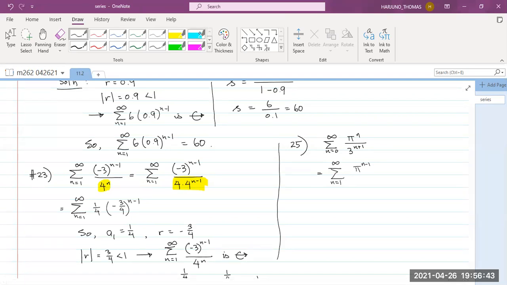You see, the first term is when n equals to 0, right? So when n equals to 1, then this will be 0. And the denominator here will be 3 to the n. Just imagine, if I write this out, the numerator will be pi to the 0 over 3, plus pi to the 1 over 3 squared, pi squared over 3 cubed, and on.